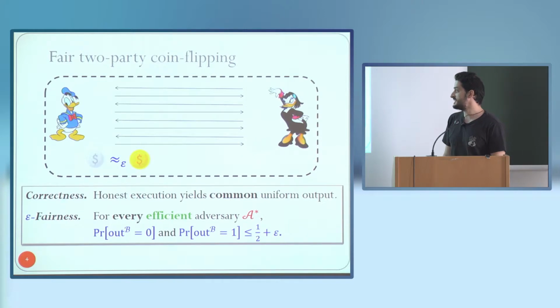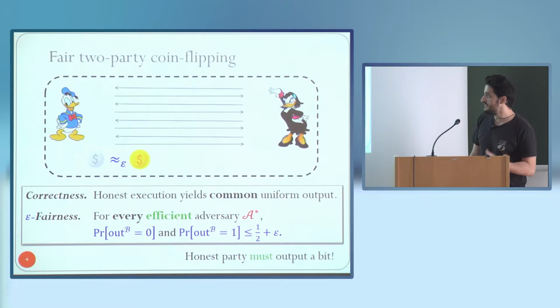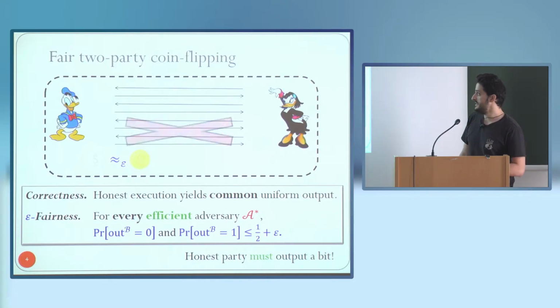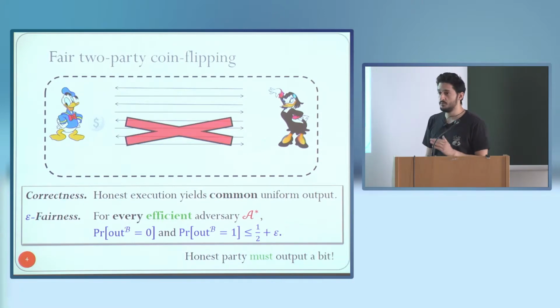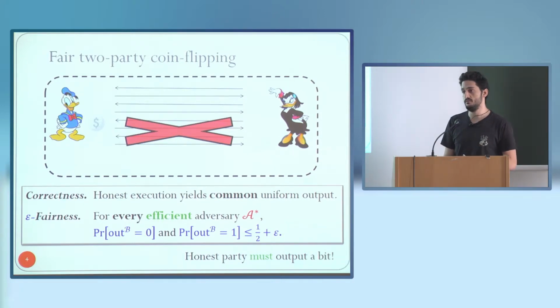So it's important to emphasize that no matter what the adversary does, in particular, even if the adversary aborts, the honest party has to output a bit. For instance, if the adversary stops communicating at some point in the protocol, then the honest party outputs a bit, and this bit has to be close to uniform. Okay, this is a defining characteristic of fair protocols in general, that honest parties output something no matter what.